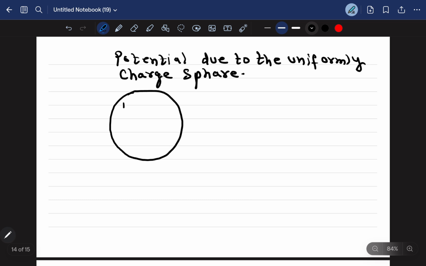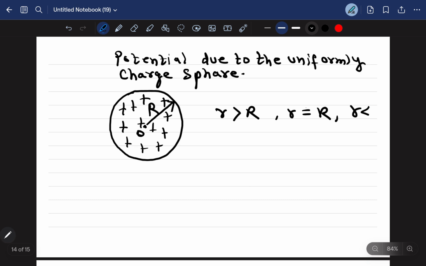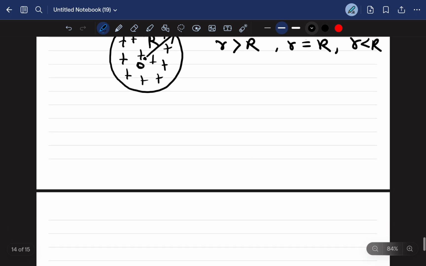This is a sphere of uniformly positive charge. This is the center of the sphere O, and the radius of the sphere is capital R. So we will calculate the potential at r greater than R, r equal to R, and r less than R. So we have to calculate the potential at 3 points. Now let's start.